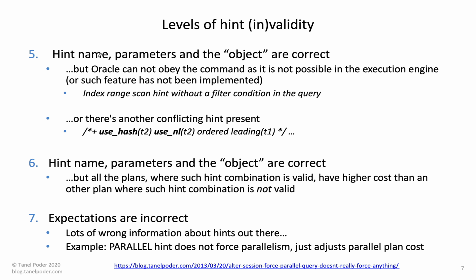Then there are cases where your hint names and parameters, and the object or alias you're referring to, are correct, but the optimizer cannot honor your command because such a feature doesn't exist, or the execution engine doesn't support it. So, for example, I haven't tried this on a new version for a while, but let's say that there is an index range scan, but you don't have a filter condition in the query, right?